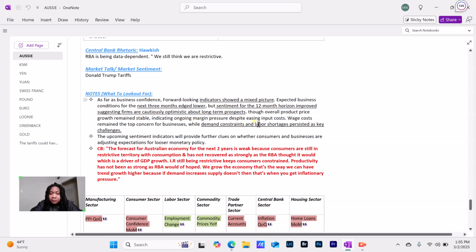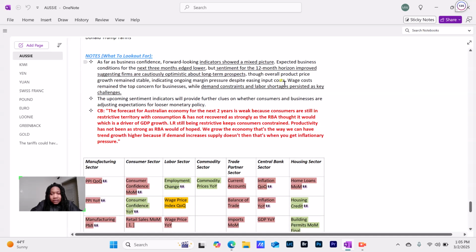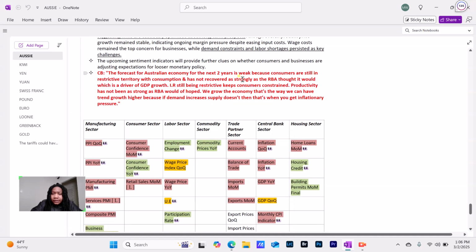So overall product price growth remains stable, indicating ongoing margin pressures despite easing input costs. We kind of read this in the business confidence. Wage costs remain the top concern for businesses, while demand constraints and labor shortages persist as key challenges. Let's see. The upcoming sentiment indicators will provide further clues on whether consumers and businesses are adjusting expectations for looser monetary policy.